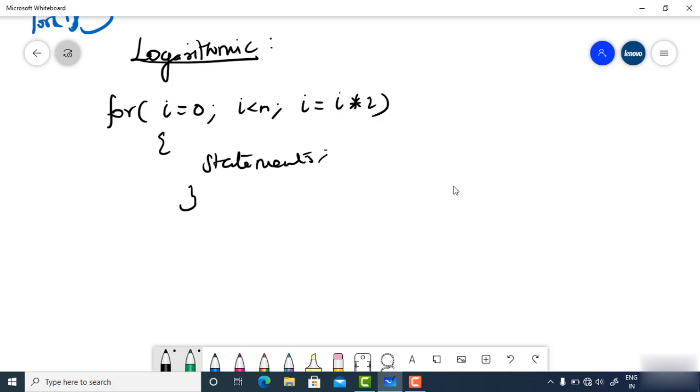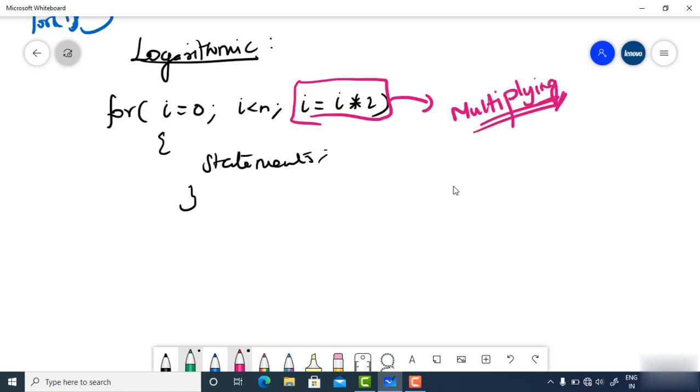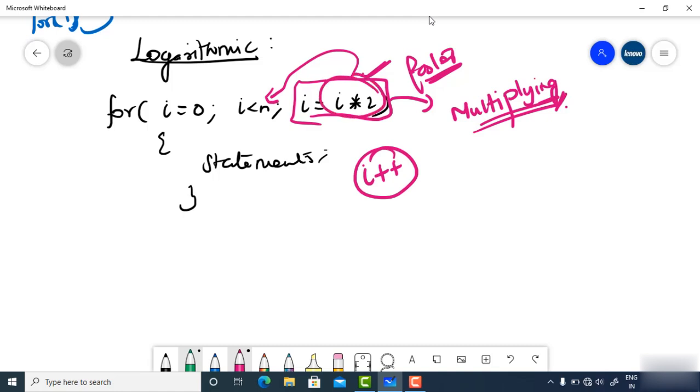Can you note any difference between the for loops I have written before and the current for loop? Yes, definitely. That is the increment type. I am just multiplying, which will reach the end value even faster than the increment. Instead of i plus plus, I am writing i equals i into 2, which will reach the n value even faster.